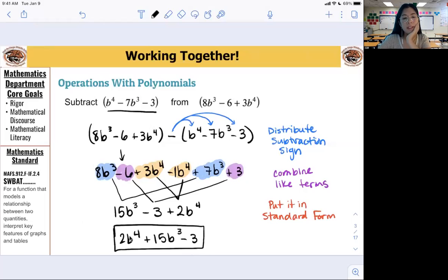But the most important thing is to make sure your final answer is in standard form, which just means that the largest exponent goes first, and then the exponents go in decreasing order. So take a moment, see if you have any questions, and then we'll move on to the next one.